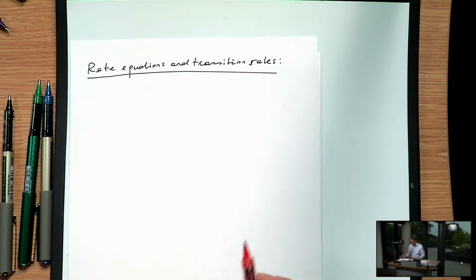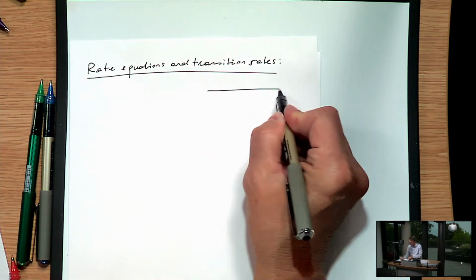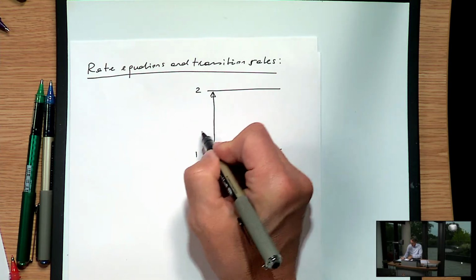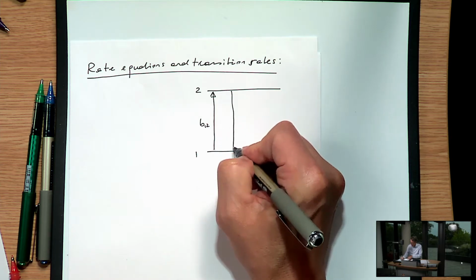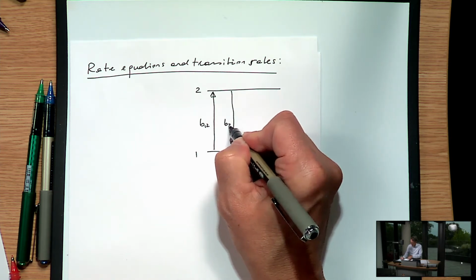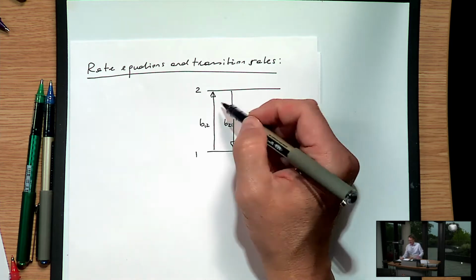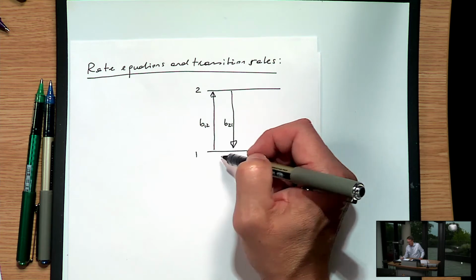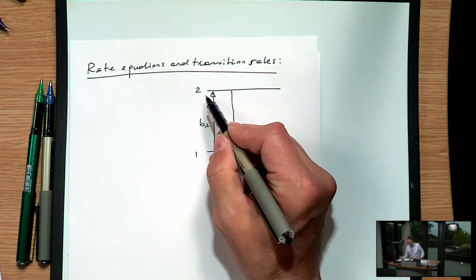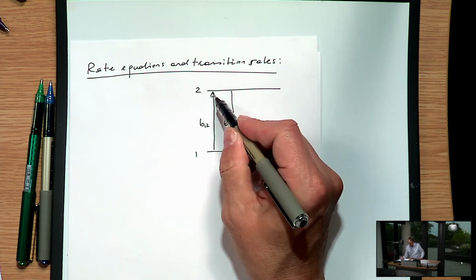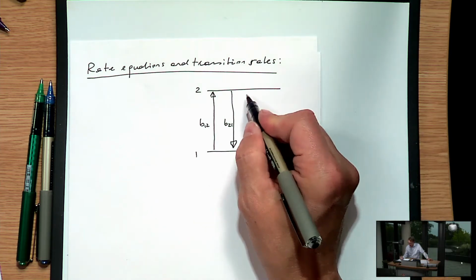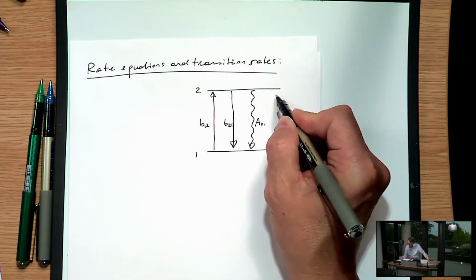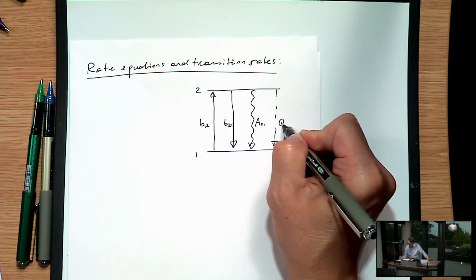Let's say we have population that can be driven up at rate b12, can be driven down at rate b21, and of course these happen exactly at the same frequency. So when the laser is shining onto this, it really depends on whether there's more population down here or more population up here, whether that one dominates or that one dominates, right? There's also spontaneous emission, and there's quenching.